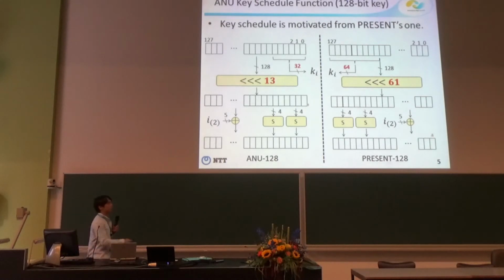And I just show the PRESENT key schedule function for contrast. Now it looks quite similar. In the PRESENT case, it extracts 64-bit subkeys, and then applies a 61-bit rotation, and the remainder is quite the same. But I want to point out two big differences. The number of subkey bits is just 32 bits in the case of ANU, so it's just a quarter of the state, which is quite small. And the rotation number is also quite small. And this will cause some tragedy later.